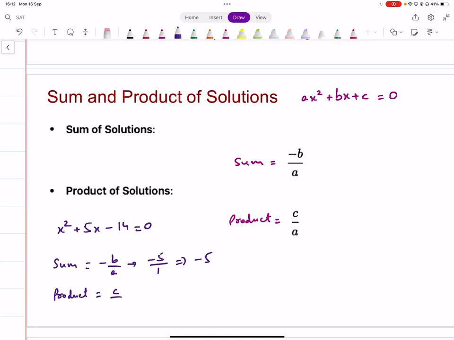C over a. C is minus 14 divided by a in this case, which is 1, and that's minus 14. So without actually solving the equation, you can find the sum of solutions and the product of solutions directly. You should memorize these formulas. Sum of roots is minus b over a, product of roots is c over a for a quadratic function.